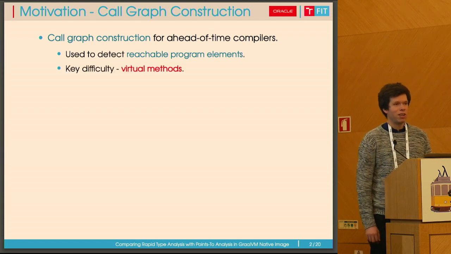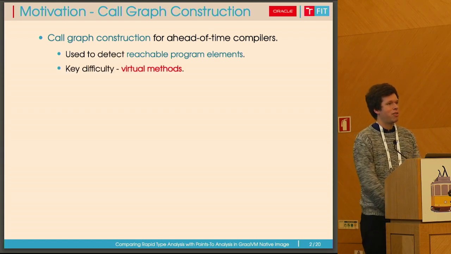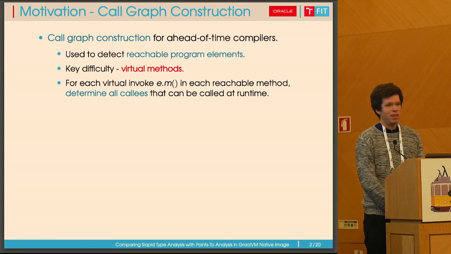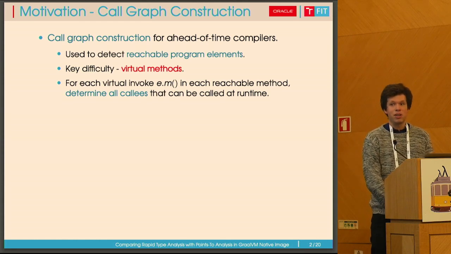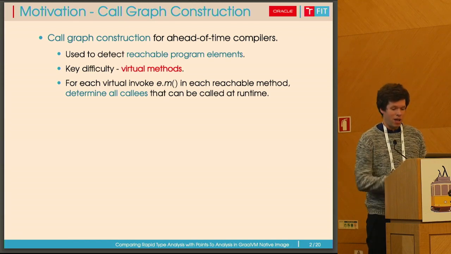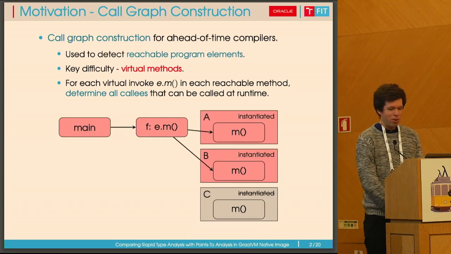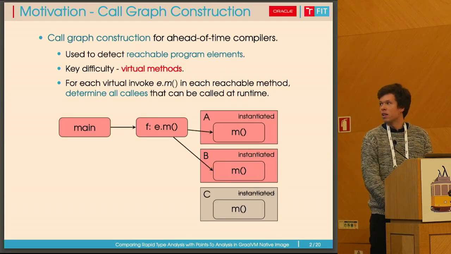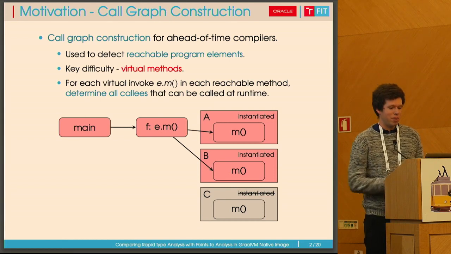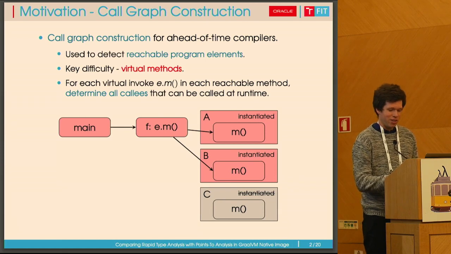The key difficulty when constructing call graphs are virtual methods, because for each virtual method, it is necessary to detect all possible callees in a way that is sound, meaning no real callee is missed, but at the same time, a reasonable amount of precision has to be maintained, because otherwise unnecessary methods are included in the binary. In this example, we could, for example, prune the method M in the class C based on the knowledge that it hasn't been instantiated in the application.